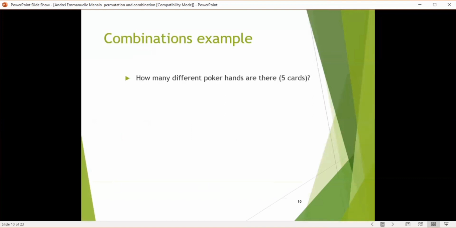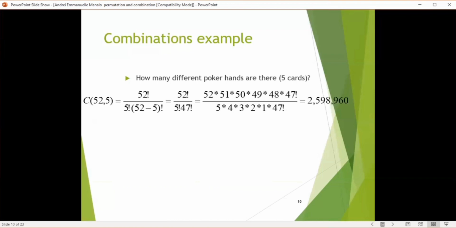Combination example. How many different poker hands of 5 cards are there? C(52, 5) equals 52 factorial over 5 factorial times 52 minus 5 factorial, which equals 52 factorial over 5 factorial times 47 factorial, which equals 52 times 51 times 50 times 49 times 48 over 5 times 4 times 3 times 2 times 1, which equals 2,598,960.